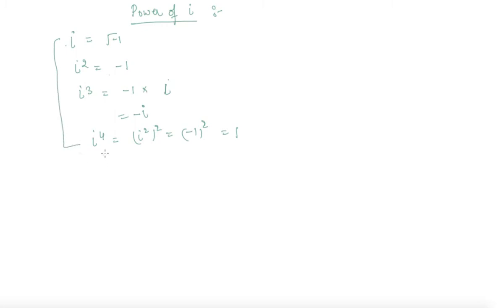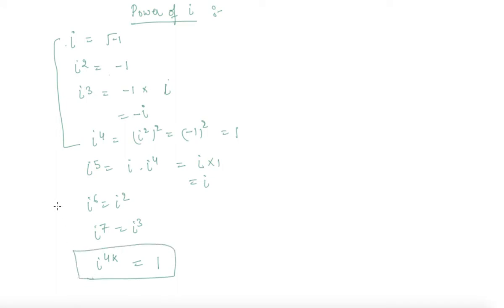After that it goes on repeating. Like iota 5, I have to find out. So can I write this as iota into iota 4? So this is iota into 1, which is iota. So it goes on repeating, so iota 6 will be iota 2, and iota 7 will be iota 3. So can I write iota power 4k is always equal to 1?